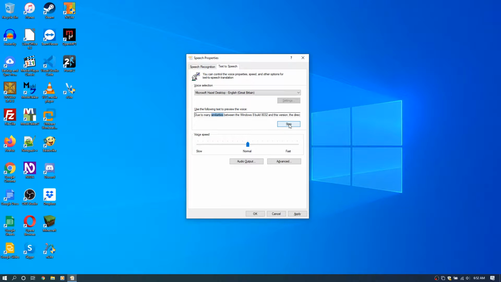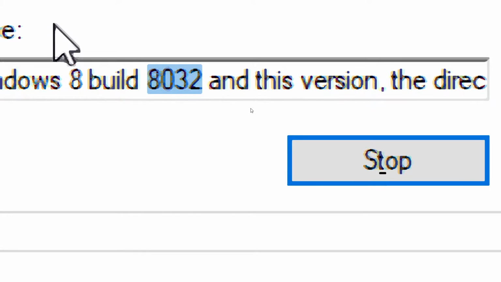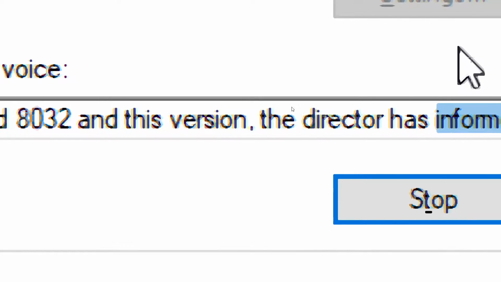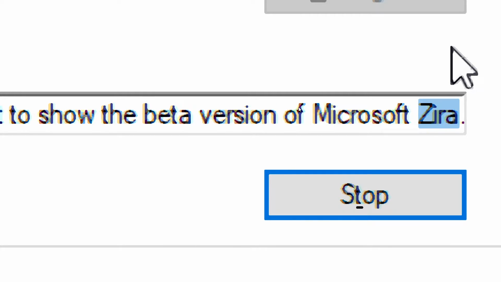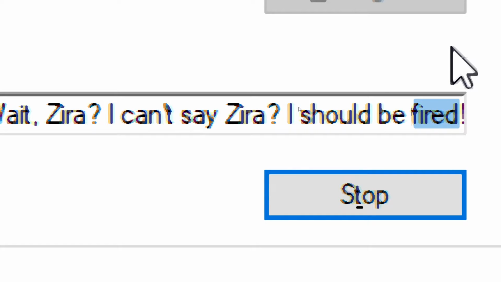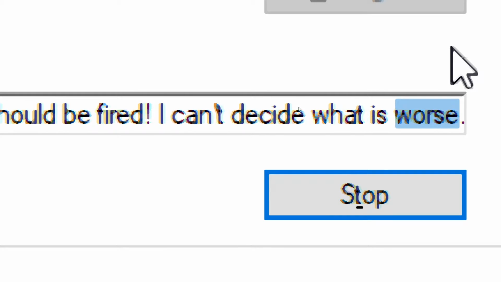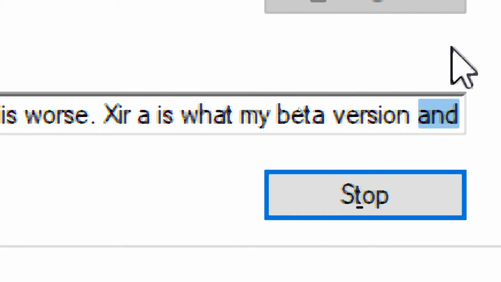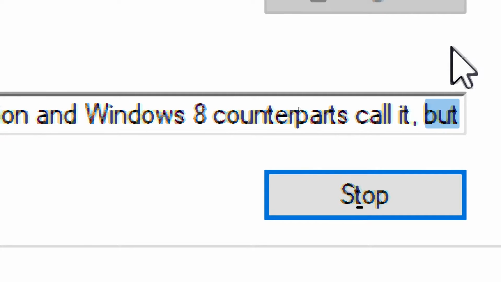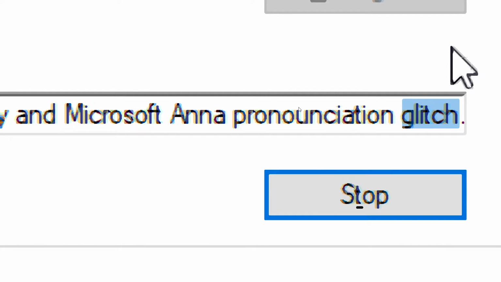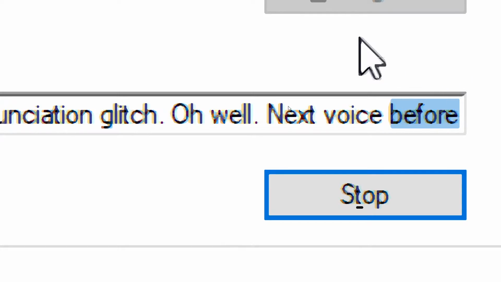Due to many similarities between the Windows 8 Build 8032 and this version, the director has informed me that he has decided not to show the beta version of Microsoft Zira. Wait, Zira. I can't say Zira. I should be fired. I can't decide what is worse. Zira is what my beta version and Windows 8 counterparts call it, but Zira. That's some natural Microsoft Sam, natural Microsoft Mike, natural Microsoft Mary and Microsoft Anna pronunciation glitch. Oh well. Next voice before I go insane.